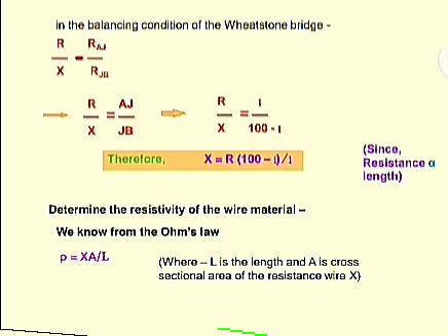We know R is equal to rho L upon A, and cross multiply and calculate rho is equal to X A upon L, where X is the value of the unknown resistance that we already calculated, A is the cross sectional area of the resistance wire, which can be calculated with the help of the screw gauge, and L is the length of the resistance wire X.